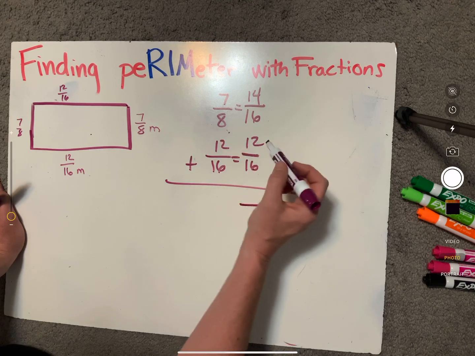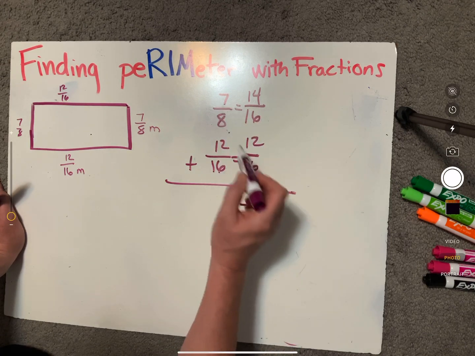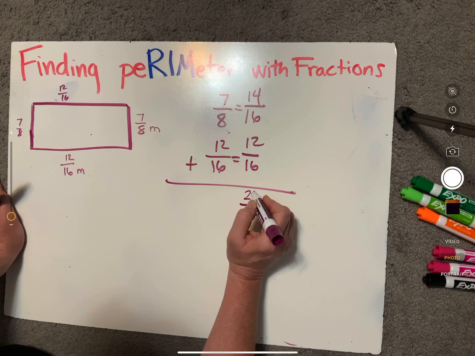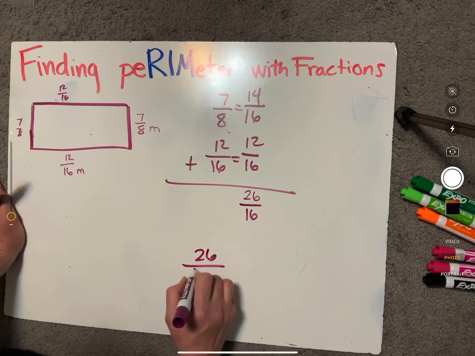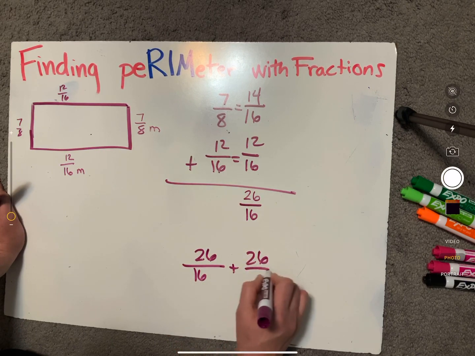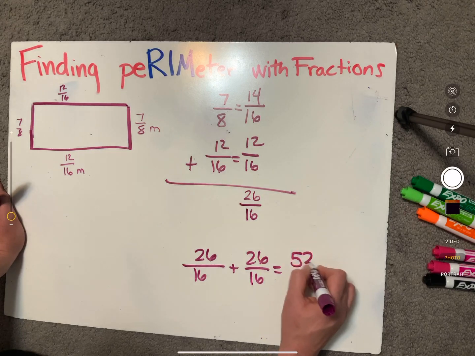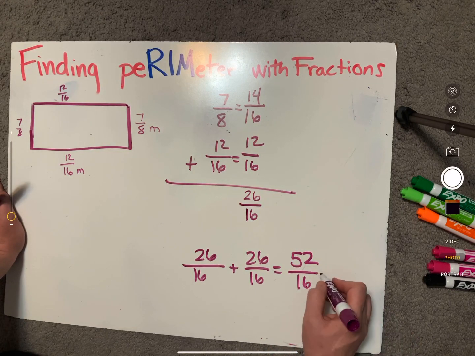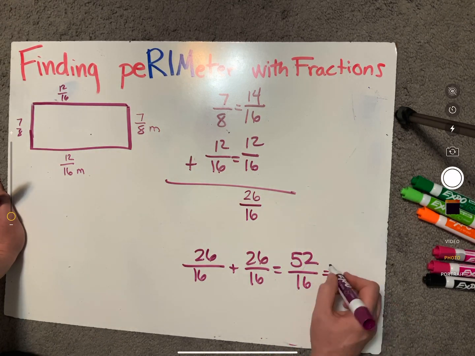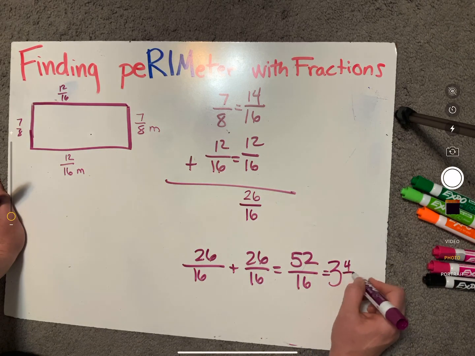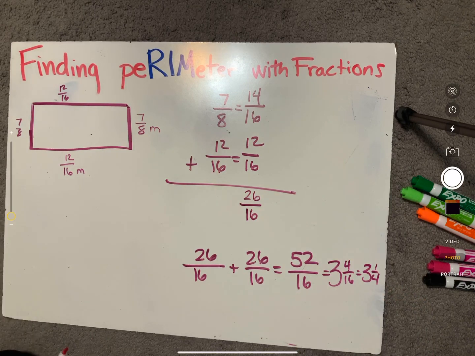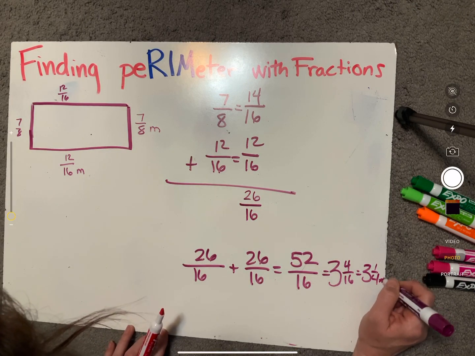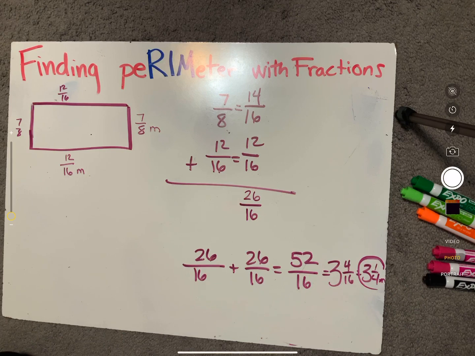So if we add this up, so 2, 14, yes, so I get 26 over 16. Now, what I need to do is I'm going to add that twice. So 26 over 16 plus 26 over 16, which is still going to get me that 52 over 16. Now, if I divide that same way as before, 3 4/16 or 3 1/4. Okay, so again, you're still going to get the same answer. It just depends on which way you want to approach it.